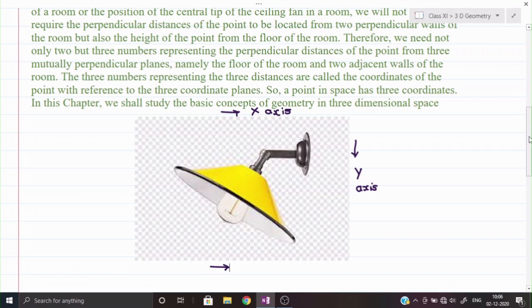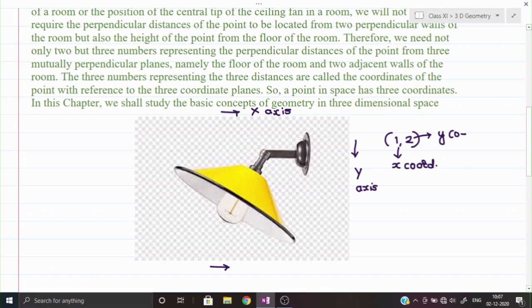So a point in a space has three coordinates. In this chapter, we shall study the basic concept of geometry in three-dimensional space. Suppose I say I have the coordinate 1 comma 2 normally. Here 1 is representing the x coordinate, and the 2 is representing the y coordinate.